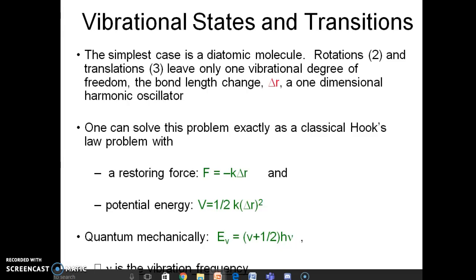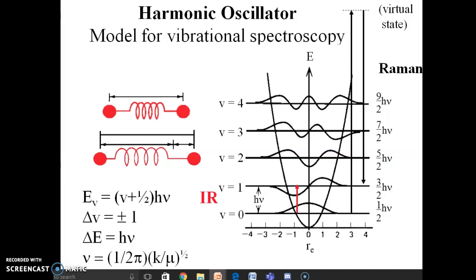Quantum mechanically, the energy of the vibrational level is given as E_v is equal to (v plus half) h nu, where E_v is the vibrational energy and nu is the vibrational frequency. This model of a harmonic oscillator can be used for vibrational spectroscopy. This is a harmonic diatomic molecule, wherein the two ends of the bond are given by 2 atoms.